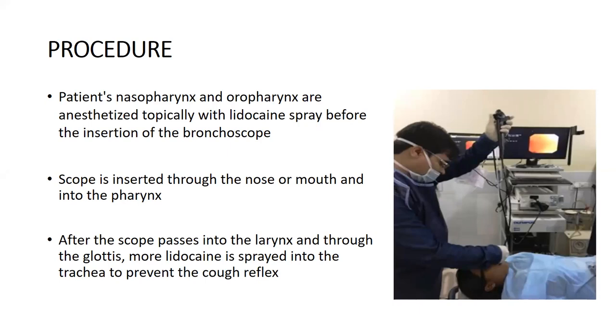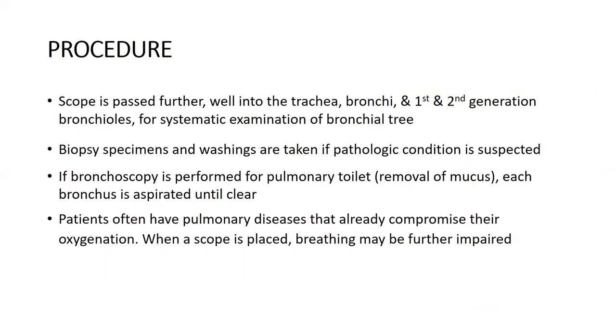Sir. Before insertion of the bronchoscope, the patient's nasopharynx and oropharynx are topically anesthetized with lignocaine spray, and the scope is inserted through the nose or mouth and into the pharynx. After the scope passes into the larynx and through the glottis, more lignocaine is sprayed into the trachea to prevent the cough reflex. The scope is passed further into the trachea, bronchi, and first generation bronchioles for systematic examination of the bronchial tree. If any pathology is suspected, biopsy, bronchoalveolar lavage, and washings are taken and sent for cytology and microbiological analysis.